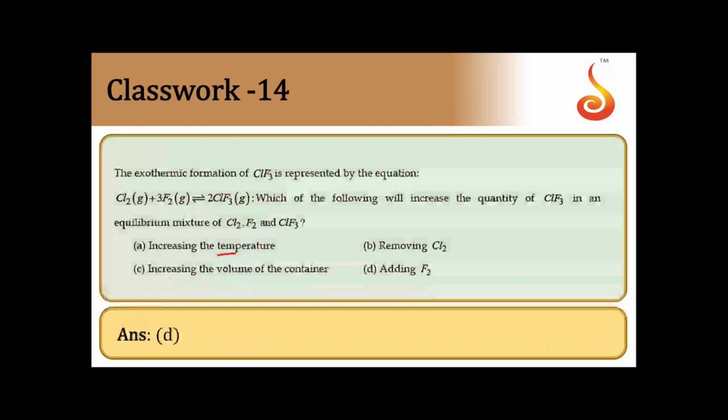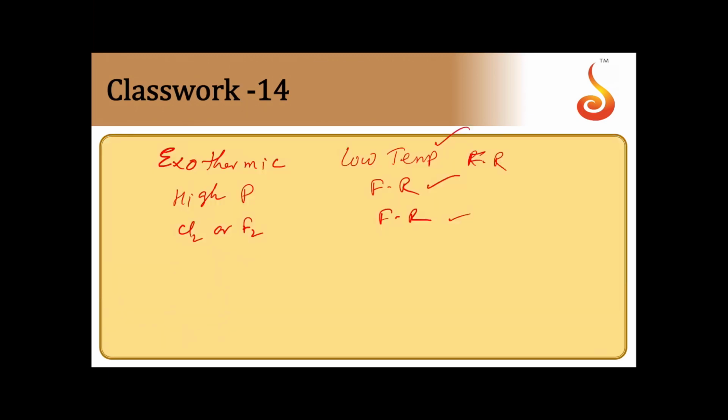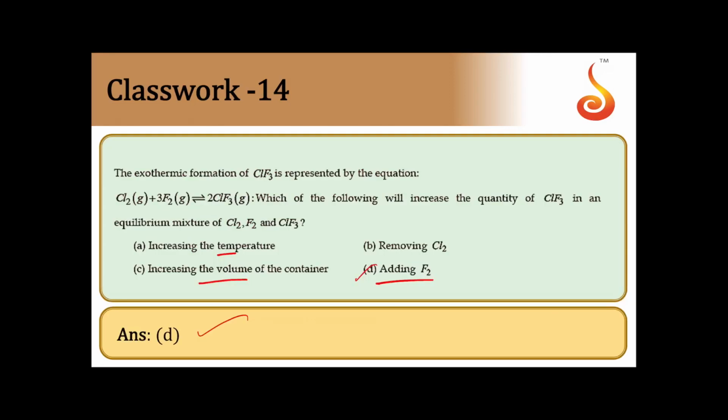This is not correct. By removing Cl2 it moves in the backward direction. Adding the reactant can move it in the forward direction. Increasing the volume will decrease the pressure, so it can't move in the forward direction. Therefore addition of one of the reactants moves it forward. Exothermic means low temperature favors the forward reaction, high pressure favors it because products occupy fewer moles, and addition of reactants always moves it forward. So the answer is option D.